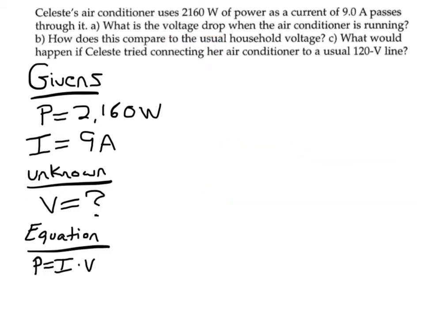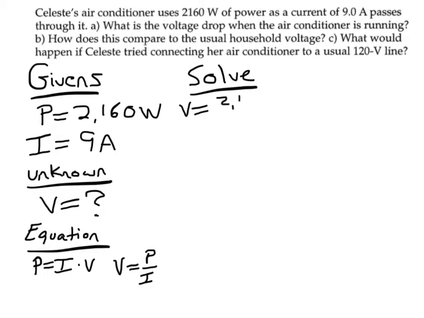So your equation, power equals current times voltage, and then transpose it because we're solving for voltage. Voltage is equal to the power divided by the current, and then plug it in. It's pretty easy. So power is 2.16 kilowatts, or 2,160 watts, divided by the current of 9 amps. And that comes out to 240 volts.